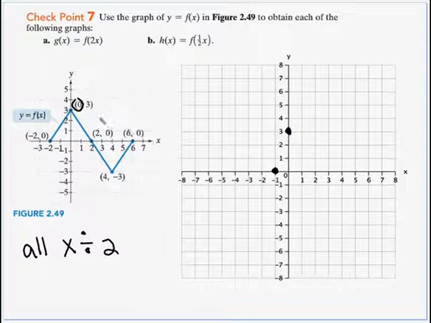We cut this x value in half. That's going to be 1, 0. Cut this x value in half, 2, -3. Cut this x value in half, -3, 3, 0. And we connect the dots. And there's our graph. The whole number scrunched us closer to the y-axis.